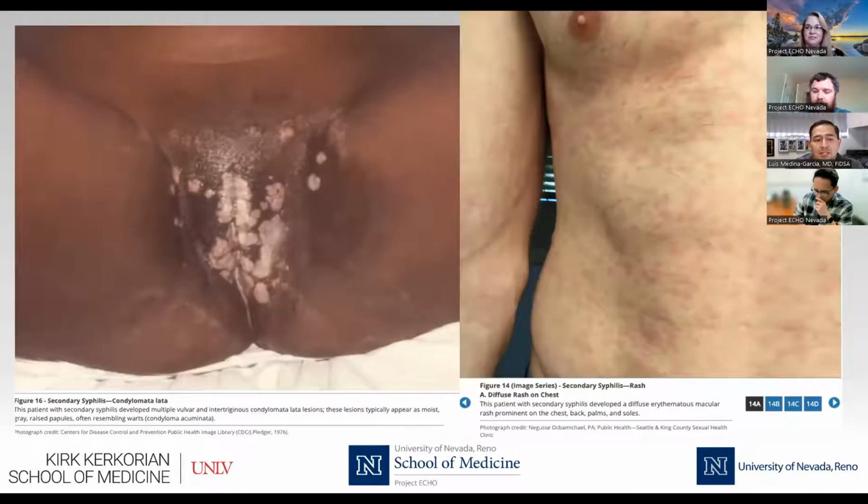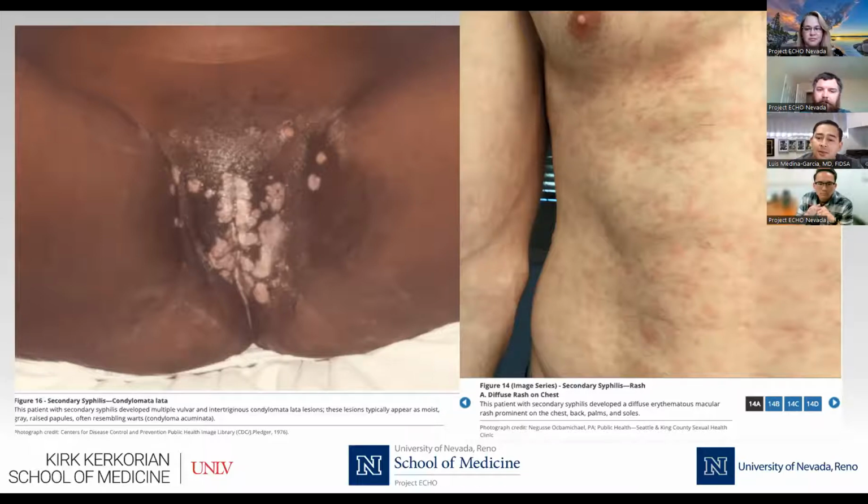And so this is a genital lesion on the left in a woman who has vulvar lesions that are hypopigmented, and they look like venereal warts. And so this is what we call condyloma lata, which can be confused with genital warts. But this is a manifestation of syphilis that needs to be burned in people's minds. When they see it, think syphilis right away, treat, and then you can test for confirmation later on, but really you should treat people. And on the right-hand side is the rash, the diffuse rash of secondary syphilis.